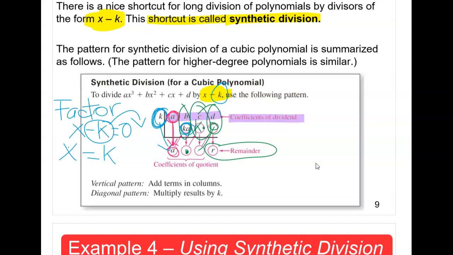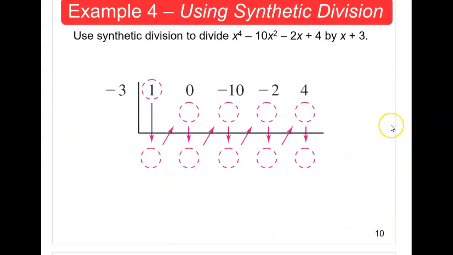So we're going to do an example next. The vertical pattern you can see here is to add the columns, column by column, and then the diagonal pattern, like what we're doing here, is to multiply the results by k. So let's see the example now. First we check that the dividend is written in descending order and that we're not missing any powers in between. As you can see here, we do not have an x cubed. So we are going to put a placeholder with the number 0.